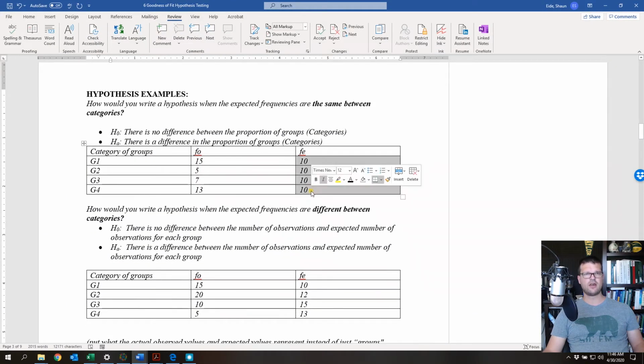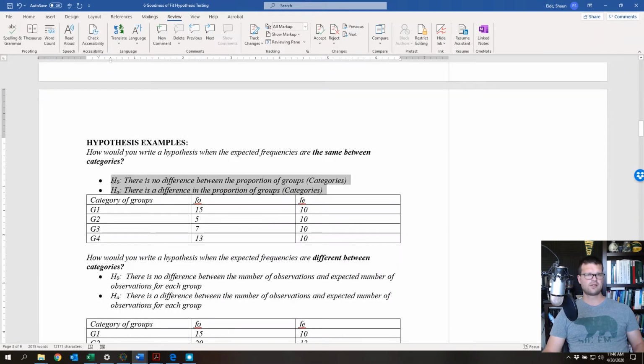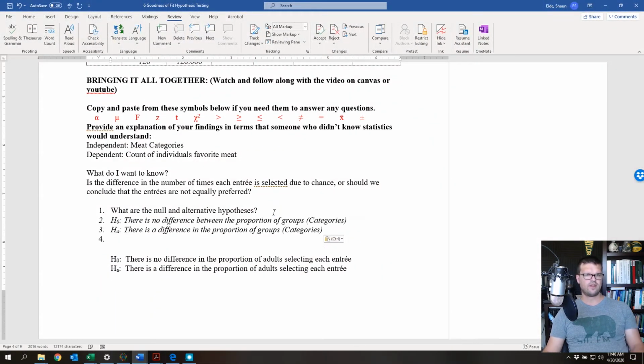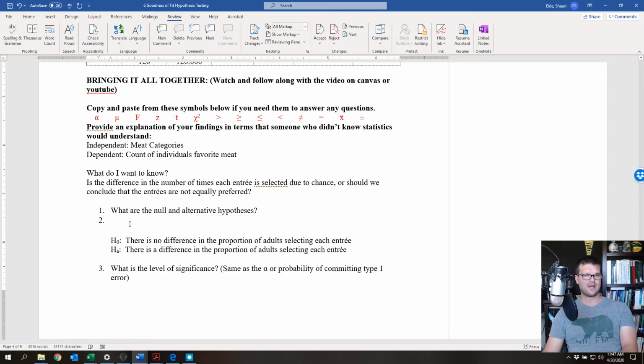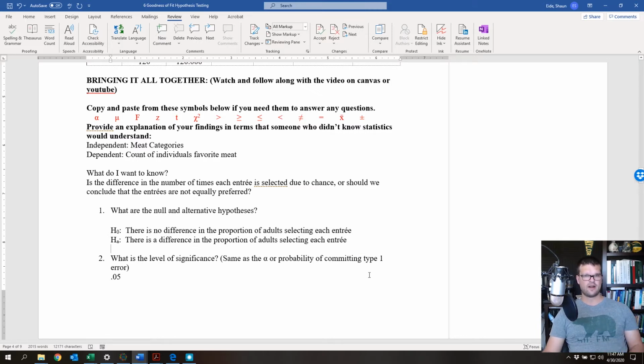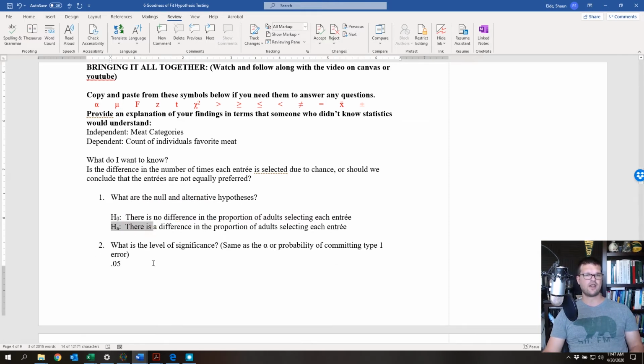Since we're dealing with expected frequencies, I can just copy this, Control C, come right down here, and press Control V, and say there is no difference between the proportion of, and instead of groups, put adults selecting each entree. And then the alternative: there is a difference in the proportion of adults selecting each entree. You notice it's the same thing every single time when you have equal expected frequencies. Remember, null hypothesis means there is no difference. Alternative hypothesis means there is a difference.